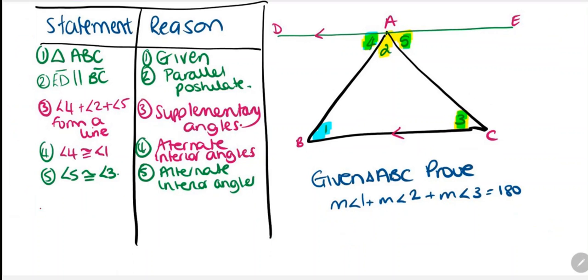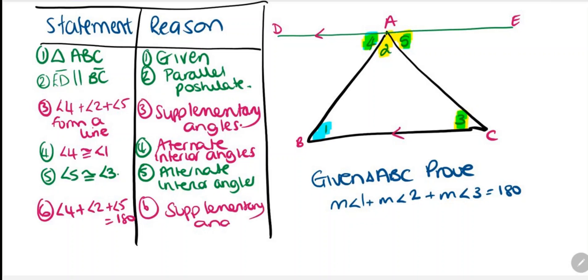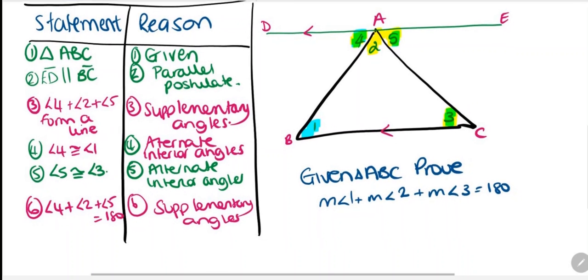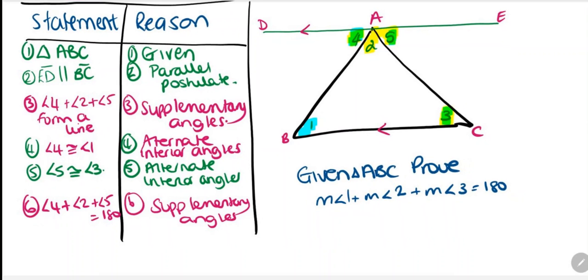So we can say that angle 4 plus angle 2 plus angle 5 equal 180, because they're supplementary angles. And we can say that angle 4 is equivalent to angle 1.